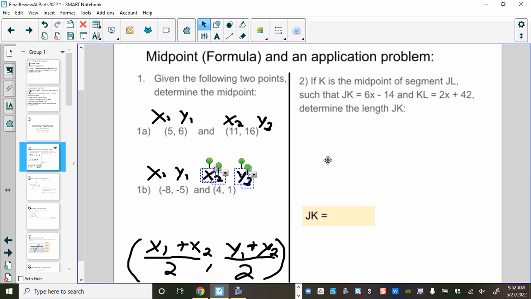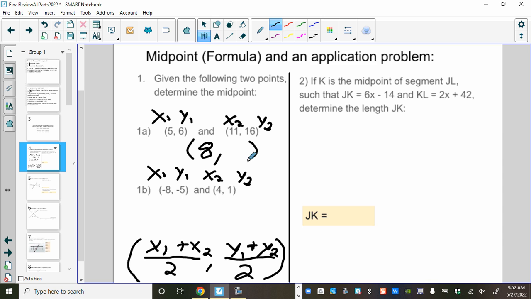Now, this next question, you kind of have done it already. Eight what? Because 11 plus 5 is 16. 16 divided by 2 is 8. Good. And then what about the y value? Very good, Valerie. 8, 11. That's right. That's the midpoint for the first one.